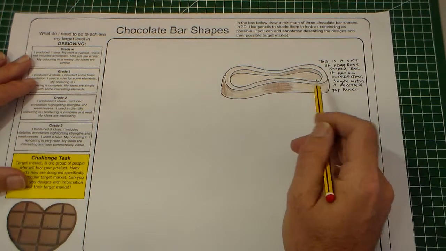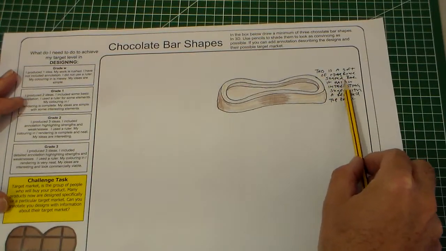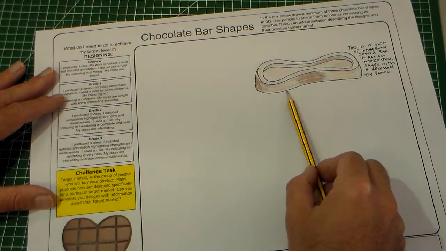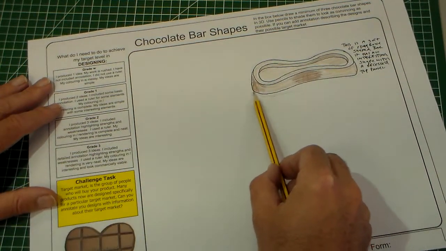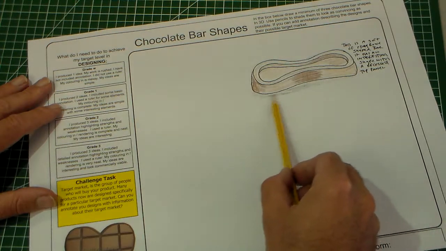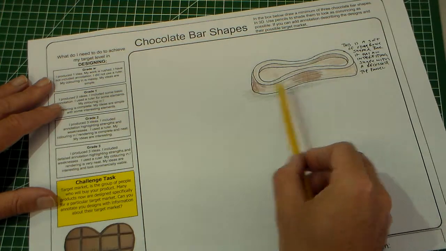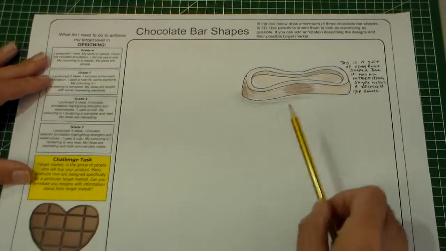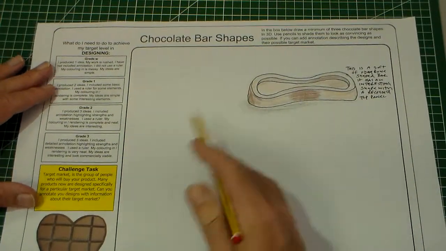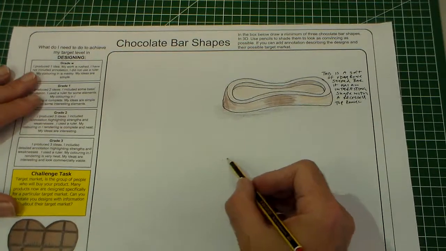So I've started already with a chocolate shape here. I've annotated it, saying about the shape and what I liked about it. I could add a little bit of shadow here just to make it a little bit more convincing, or I could leave it as it is. So there's one shape, and I'm going to draw a second. I need to do 3. I can do them anywhere on here, and I'm going to try and do another shape.